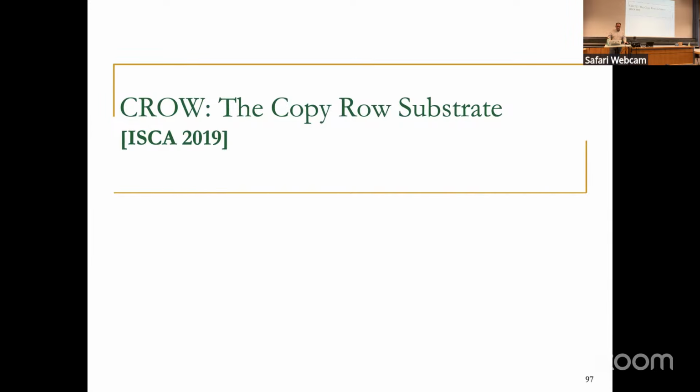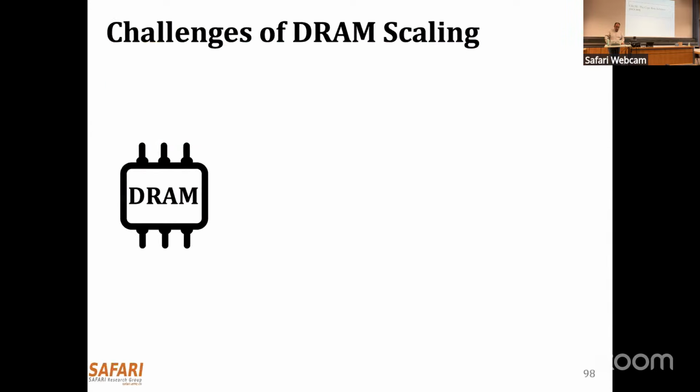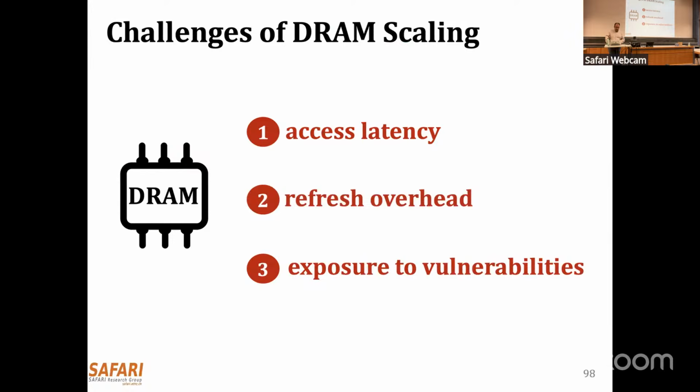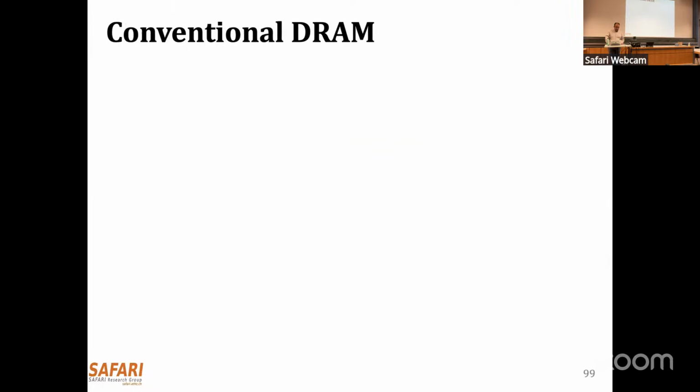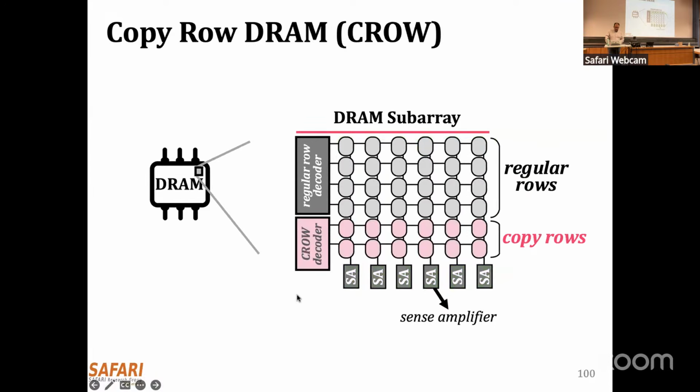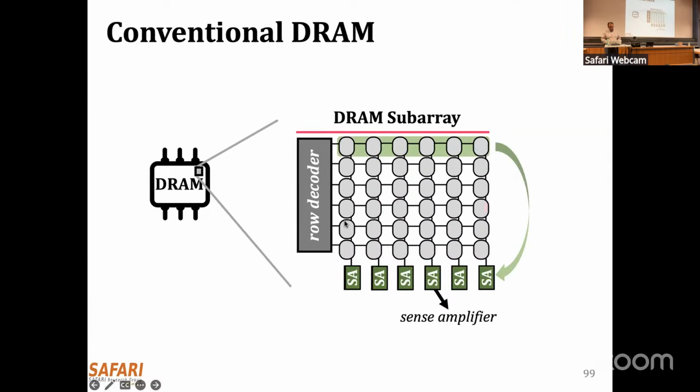Another work along this line is CROW, the copy row substrate. Again, the challenges of DRAM scaling are access latency, refresh overhead, and exposure to vulnerabilities related to read disturbance, for example RowHammer, RowPress, and so on. In conventional DRAM, this is the structure we have: a DRAM subarray and these sense amplifiers. In the CROW architecture, we don't chop the bit line as we do, for example, in TL-DRAM. What we do is add another decoder.